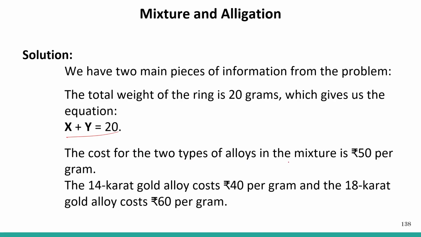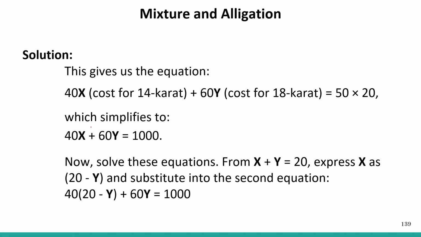So the cost for the two types of alloy in the mixture is 50 per gram. The 14 karat gold alloy costs 40 per gram, and the 18 karat gold alloy costs 60 per gram. So this gives the equation 40 into x plus 60 into y, where 60 into y is the cost for 18 karat, equal to 50 into 20, which simplifies to 40x plus 60y equal to 1000. We are also left with the equation x plus y is equal to 20. So putting this value into this one, from a two variable linear equation we converted into a one variable linear equation.